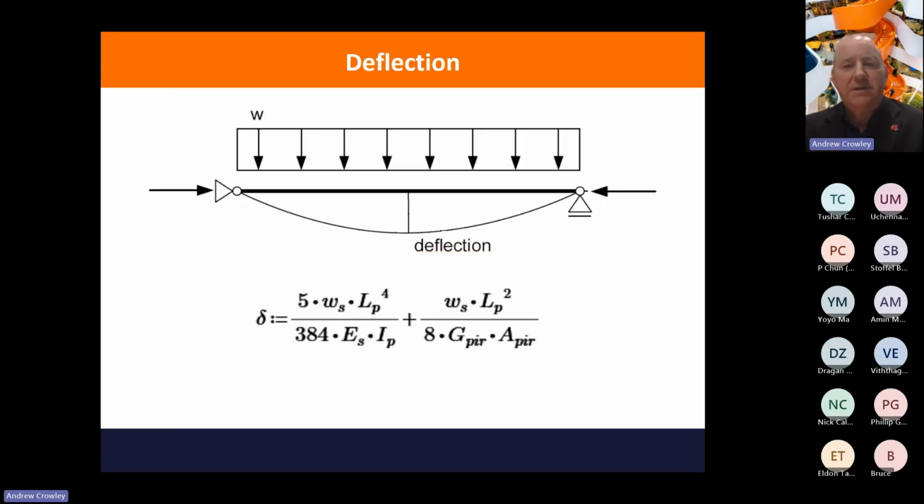So thinking about deflection, you'll probably be familiar with the first half of this equation. This is simply the flexural deflection under a uniform load, and we add the shear deformation, and then the shear deformation is in the core, the insulating core, in this case PIR. So we use the area of the core and we use the shear modulus of the core.